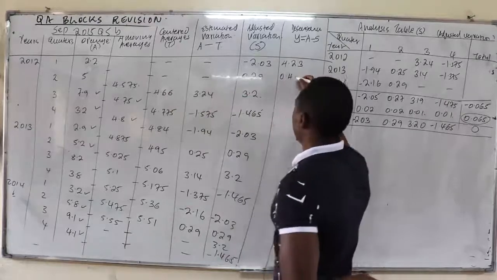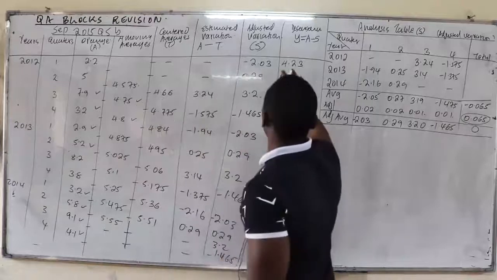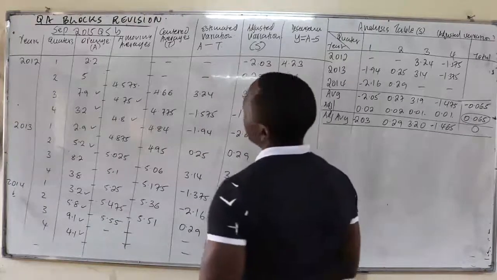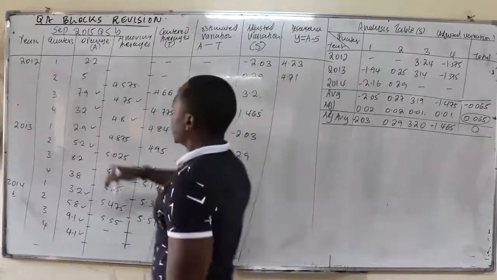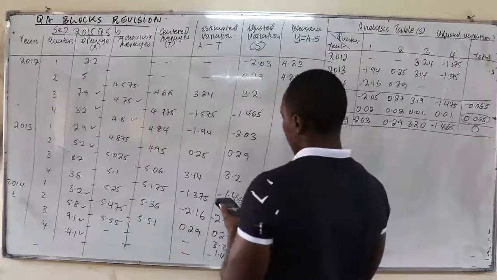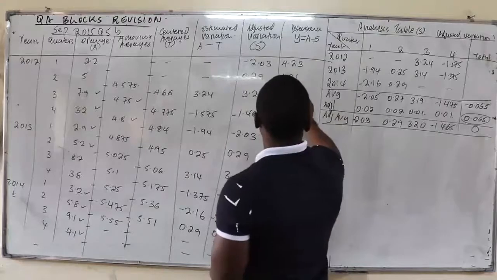Sorry, it's 4.71. Then the third one, you take 7.9, you deduct 3.2. You have 4.7.